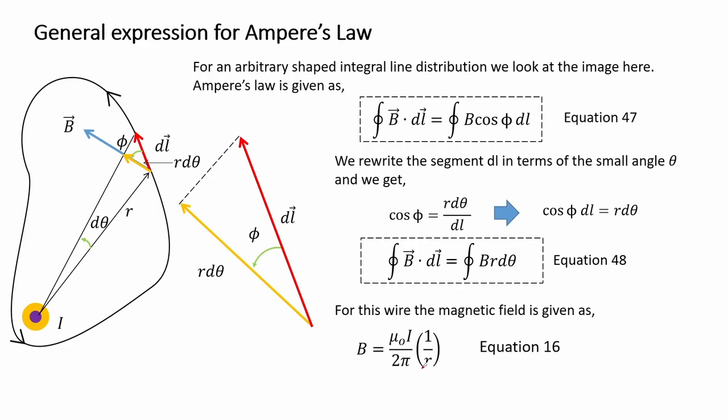For an arbitrary shaped integral line, we look at the image here. Inside the line integral is the current carrying wire. Ampere's law is given as equation 47, where phi is the angle between the length dl and magnetic field B. We rewrite this equation in terms of the position of the wire and the small angle theta using the cosine function. Here we write Ampere's law as equation 48, which is in terms of the distance between the wire and the small segment dl. For this type of wire, the magnetic field is given by equation 16.